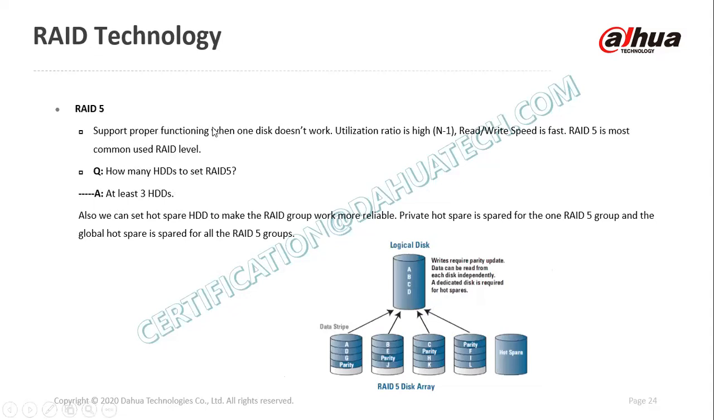RAID 5 supports proper functioning when one disk does not work. So utilization is n minus 1. RAID 5 is the most common one. What this basically means is that if you have about 10 HDD, 9 will be used, then 1 will be maintained as a hot swap. So in case of a failure with one of the disks, you still maintain the information stored in that disk. So data security will still be there.